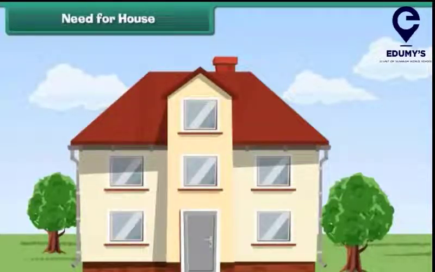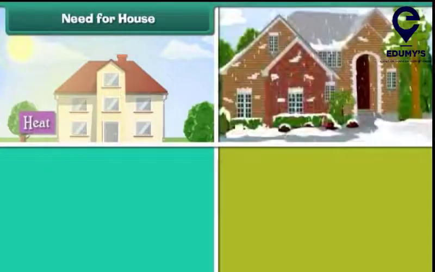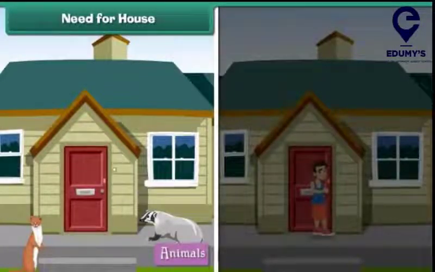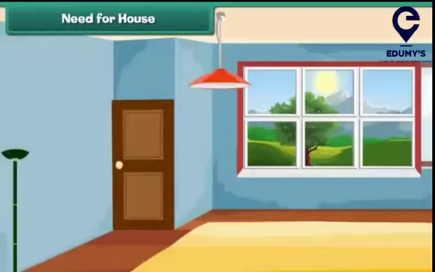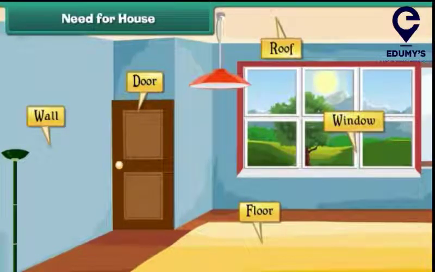Need for house. Human beings live in houses with their families. A house protects us from heat, cold, rain, wind, animals, thieves. A house has roof, walls, floors, doors, and windows.